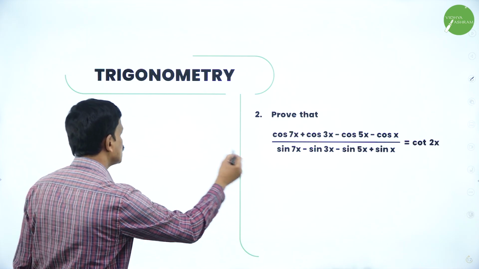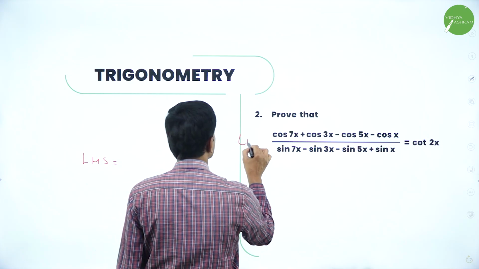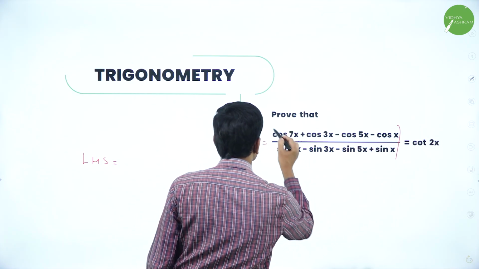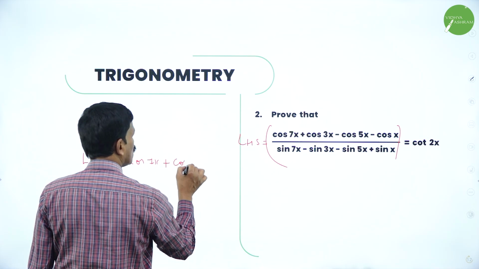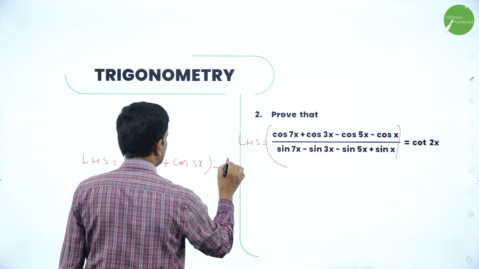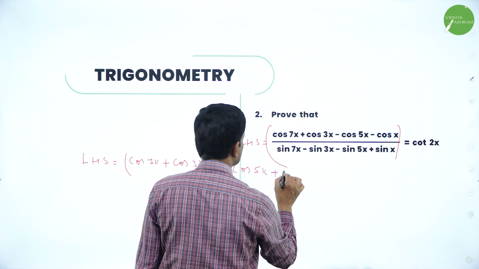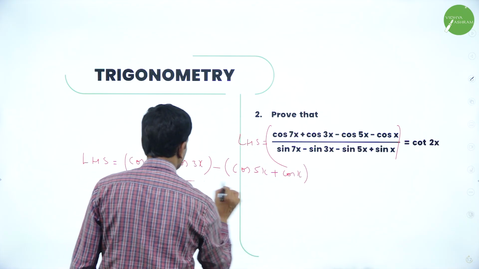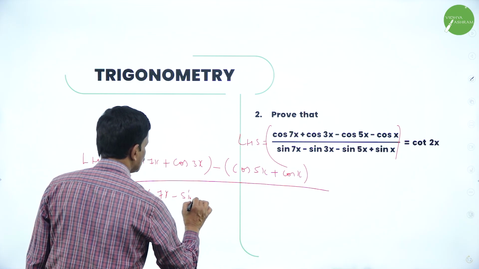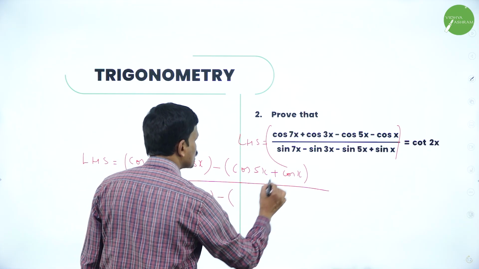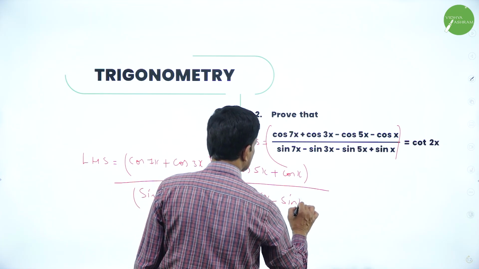Now let us take the LHS. Okay, this is the LHS. Now group this. Cos 7x plus cos 3x is one group, minus, you can take minus common factor, then this becomes cos 5x plus cos x, whole divided by the denominator sin 7x minus sin 3x as it is, and you can take minus out, then this becomes sin 5x minus sin x.